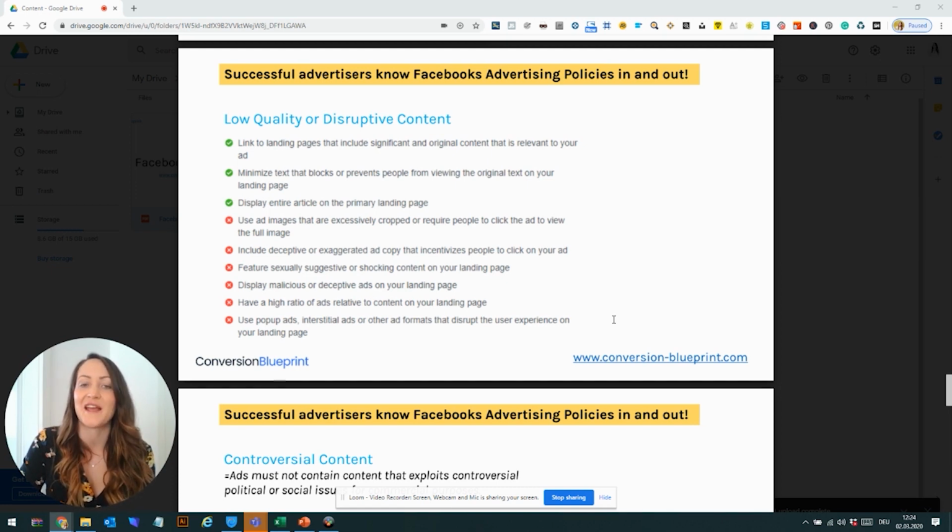So make sure what ads, if you, for example, have a blog, then really make sure that you only have proper clean ads on your page, and also the ratio of content to ads should be reasonable. Don't use pop-up ads or interstitial ads or other ad formats that create a negative user experience.